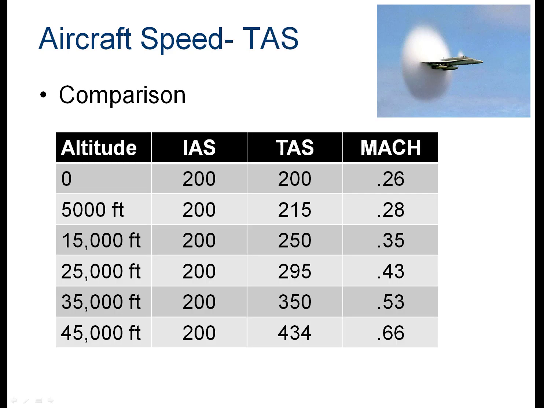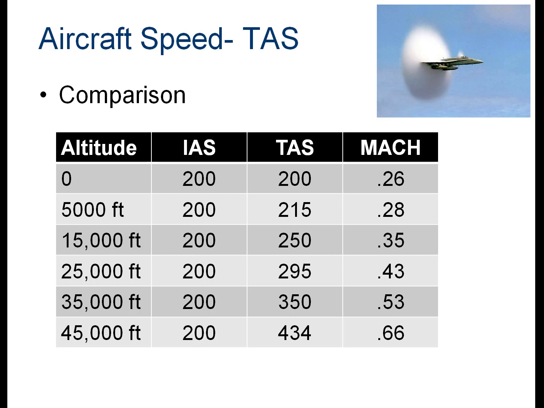We can look at that in a chart. If I fly at 200 miles an hour, or knots, whatever I want to call it, indicated on my dial at the surface of the Earth, I'm going about 200 true miles per hour, or Mach 0.26. When I start to climb and keep going 200 indicated airspeed, my air is less dense. So in order to get the pressure that indicates 200, I'm really going a little faster. I'm going 215.